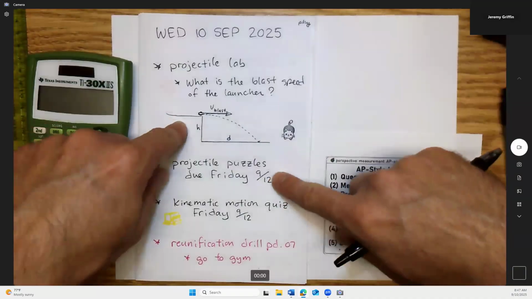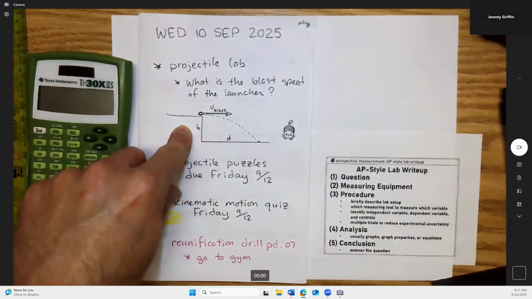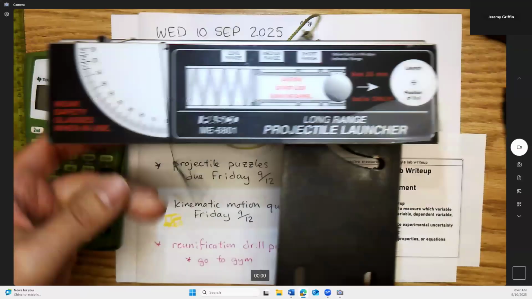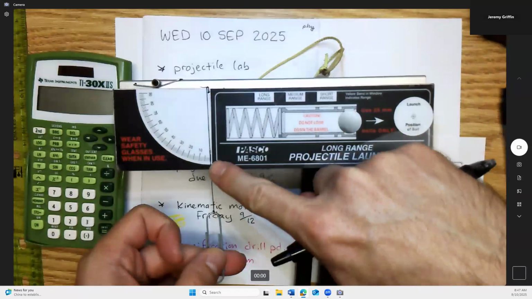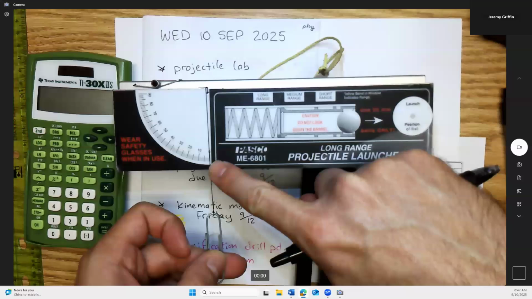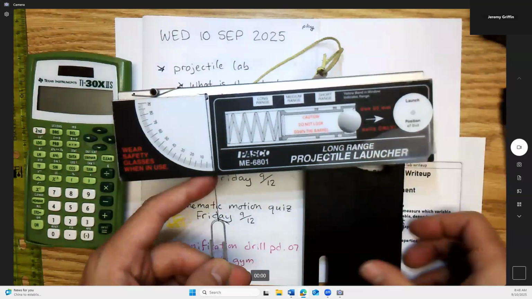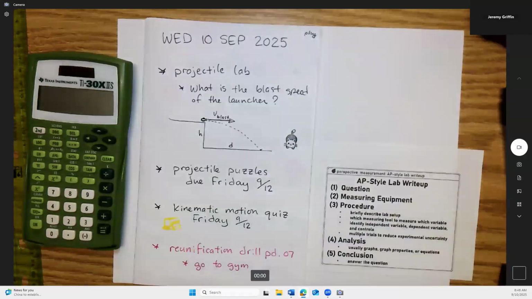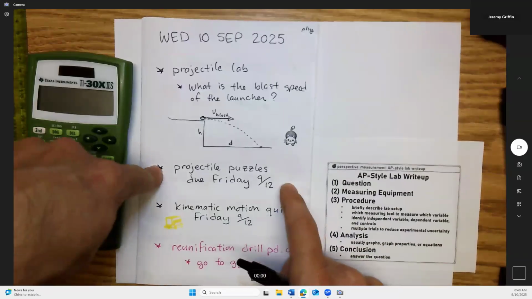So here's the basic setup. In a few minutes, we're going to head outside. We'll be on the balcony out here, or by the stairs. You guys are going to take this launcher and aim it straight horizontal. If you aim it straight horizontal, then the string should hang down through and say 0 degrees. That's 0 degrees relative to what line? Relative to the horizontal.